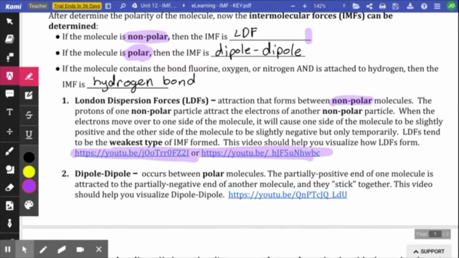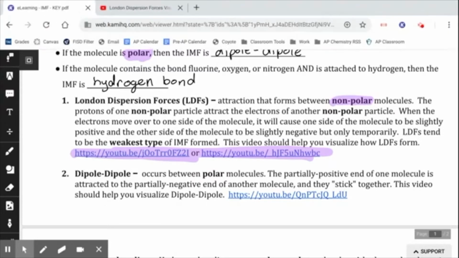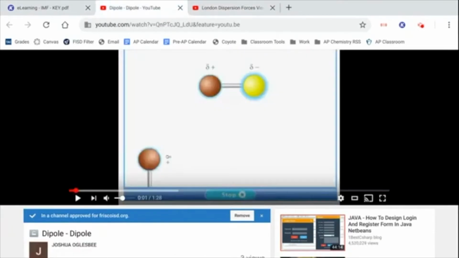Next, we've got dipole-dipole. Now, this does occur between polar molecules. So the partially positive end of one molecule is attracted to the partially negative end of another. So here's a video of that actually occurring.